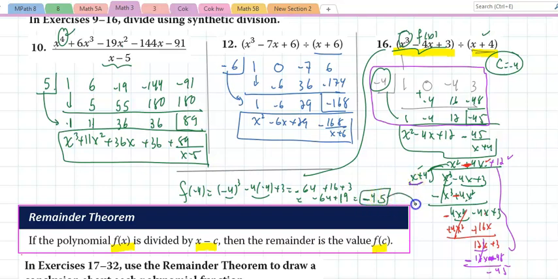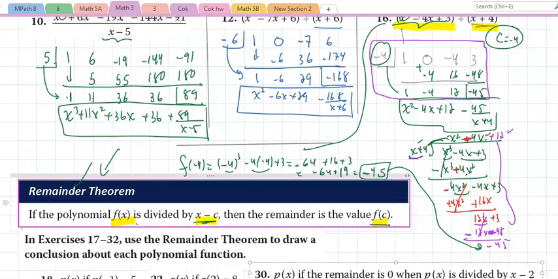And do you notice what just happened? I was able to figure out the remainder without doing the division. And how is that? By using the remainder theorem right there. The remainder theorem says if a polynomial f of x is divided by x minus c, then the remainder is the value f of c. And why is that important? Because there's something that didn't come up. I was hoping it would come up in this section so far, but it didn't. And that is, I'm going to add a couple of examples.